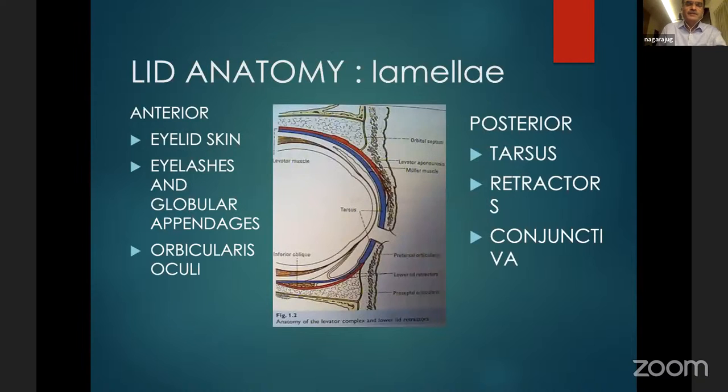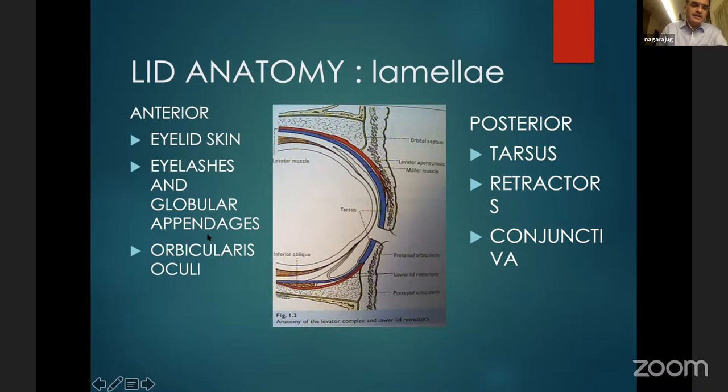Basically, you try to understand that the lid has two main structures, the anterior lamellae and the posterior lamellae, and you've got a gray line in between. What are the structures in the anterior lamellae? It is the eyelid skin, the appendages, and the eyelashes at the lid margin, and of course, your orbicularis oculi muscle. These are the structures which constitute the anterior lamellae of the lid. And the posterior lamellae of the lid are constituted by your tarsal plate, your retractors of the lid, either in the upper eyelid or the lower eyelid, and your conjunctiva. So these are the structures which constitute the posterior lamellae.